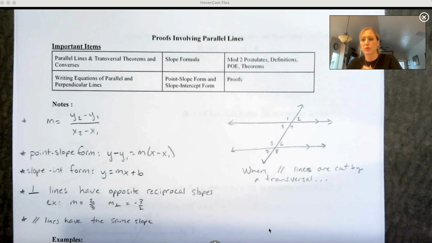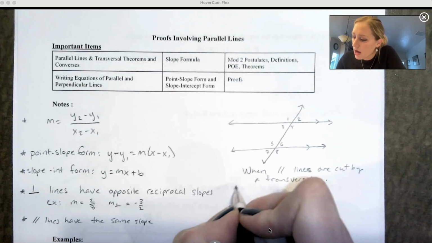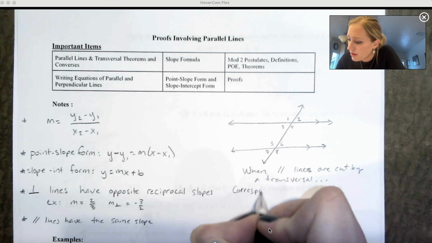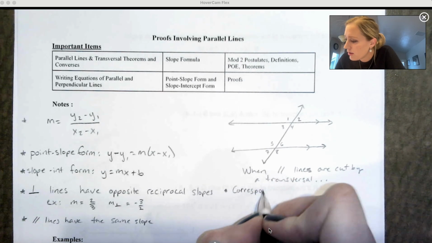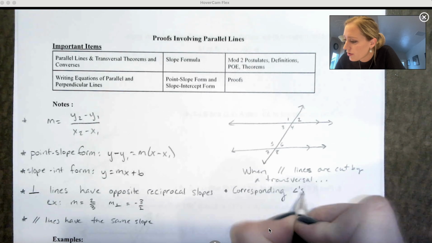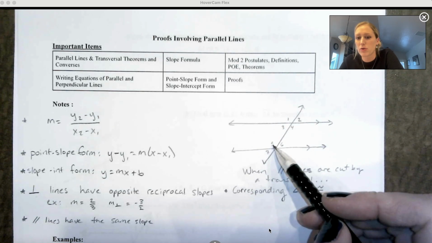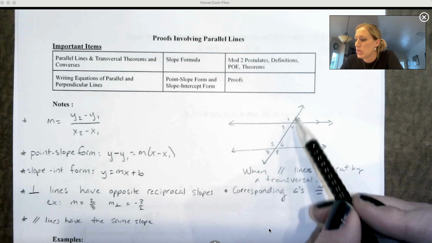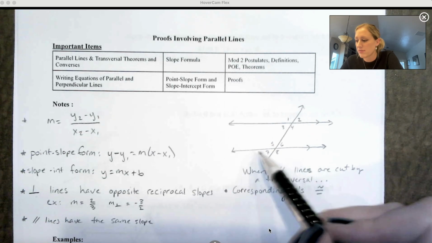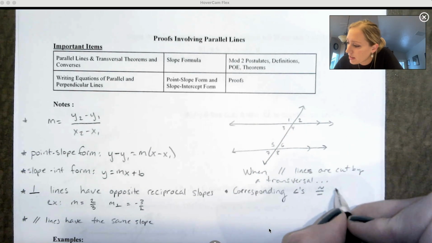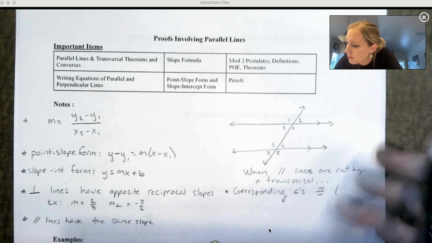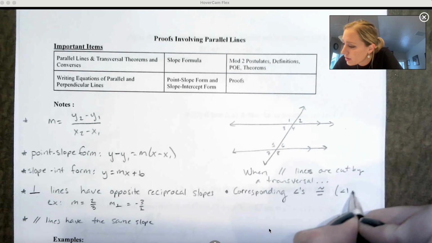The other part of this unit was proofs involving parallel lines cut by a transversal. So I'm going to pick out some angle pairs here and give you a reminder of what our different angle pairs are. When parallel lines are cut by a transversal, corresponding angles are congruent. An example of that would be angle 1 and angle 5. Corresponding means they're in matching locations. Both 1 and 5 are in the top left of their respective intersections. So I'm going to put an example here. Angle 1 congruent to angle 5.